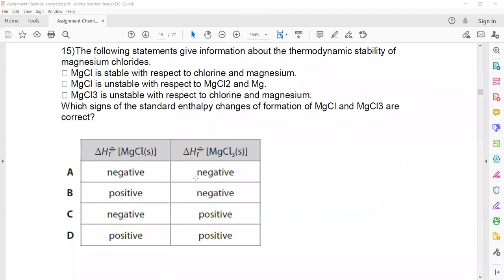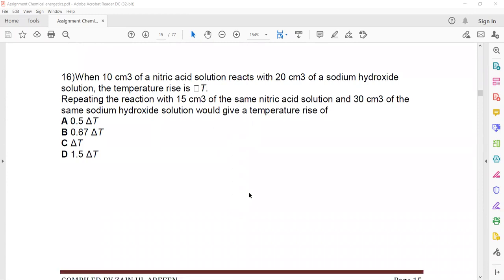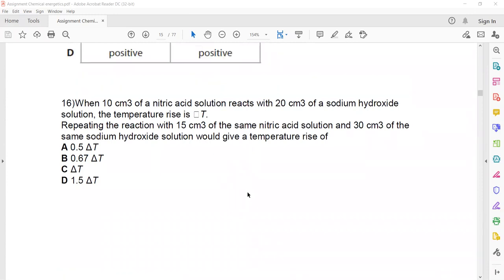So when we say the compound is stable, it means it will have low energy. When a compound is unstable, it will have high energy.